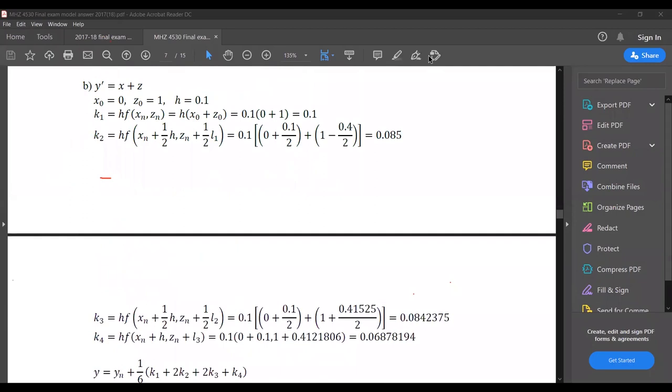So we know y dash, and they have given z dash, right? Using y dash and z dash, they ask us to calculate y at 0.1 and z at 0.1 using the RK fourth order method. So the RK4 method has four equations. They have given the equations also, right? So then it is much easier. We need to find the values and just substitute them, right?